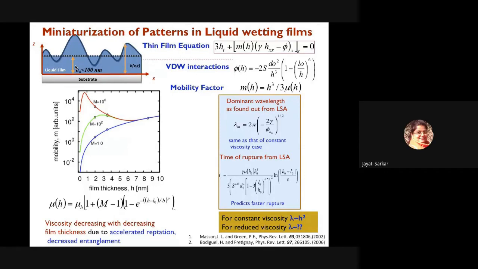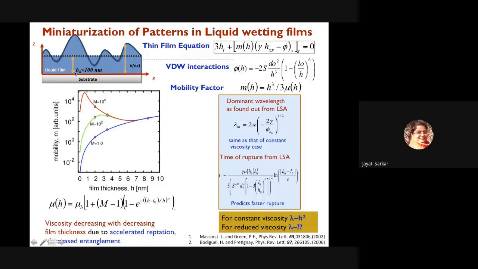For example, in this case, what we have considered is that the mobility is a function of thickness. So the mobility factor is actually given by h cube by 3 mu h. In this particular problem, we have considered that the viscosity varies with the thickness, and that the viscosity is lower at lower thicknesses and higher at higher thicknesses. Why does this happen?